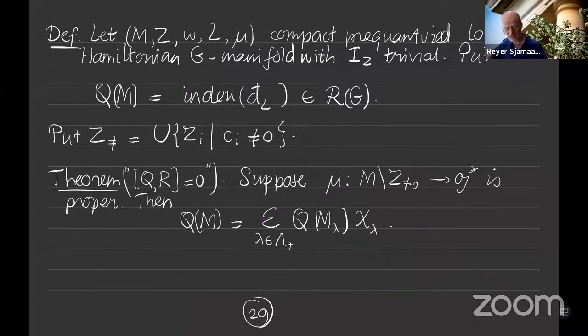Okay, so with all this in place, suppose I have my pre-quantum line bundle, and suppose you assume you have a global defining function for the divisor, you can define this index, and it will be a virtual character of G. Now let me state the theorem. I need one more ingredient.